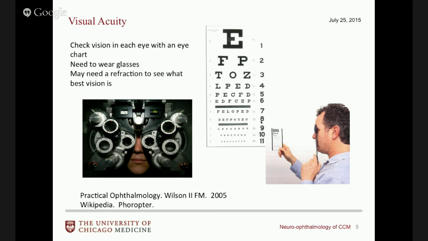So visual acuity. We always do it one eye at a time. You need to wear your glasses. If not, you may need to get your best ability to see, so you may need to get behind this machine, a phoropter, and get your best vision, and you use an eye chart, a distant one. Usually it's projected at the end of the room. This is more of an old-fashioned one, or a handheld if you're at the bedside. You're going to use a handheld card. And again, one eye at a time.